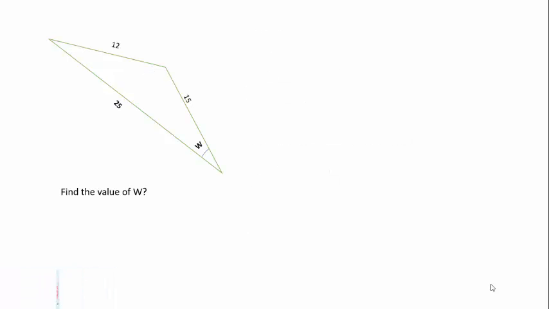Now, in this example, I have another triangle and I have the three sides: 12, 15, and 25. Then I have only one angle, angle W. In this case, I cannot use the sine rule. If I try to use the sine rule, I would say 12 over sine W is equal to 25 over what? Or 12 over sine W is equal to 15 over what? So I can't use the sine rule for this one. What I will use for this one is the cosine rule.